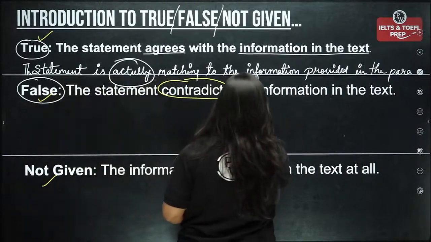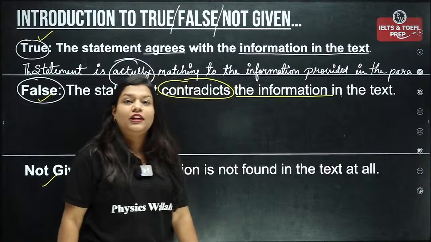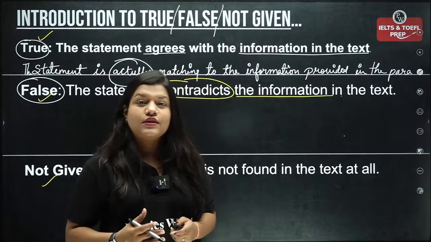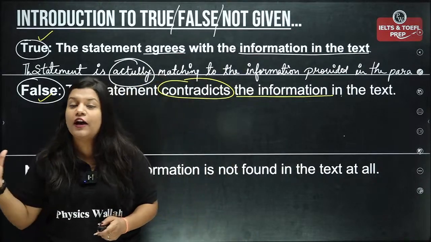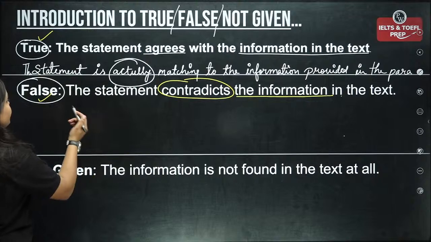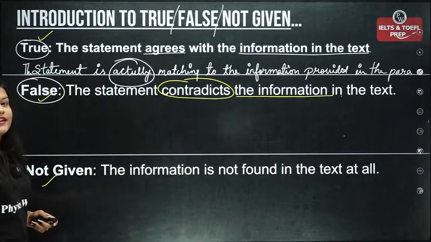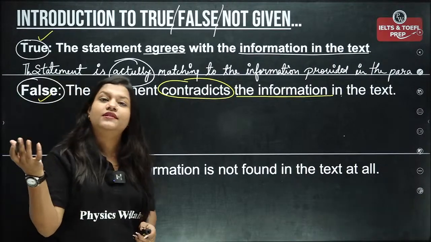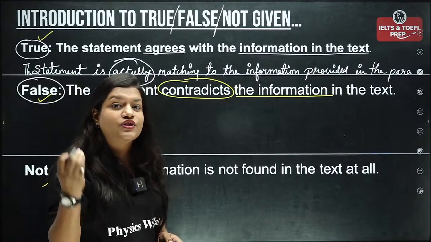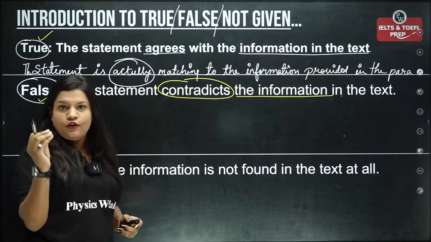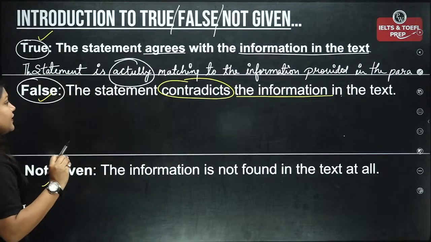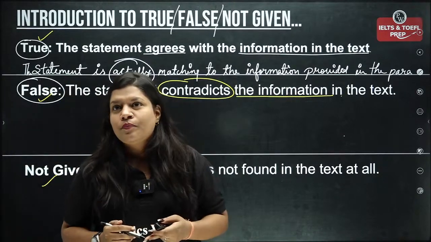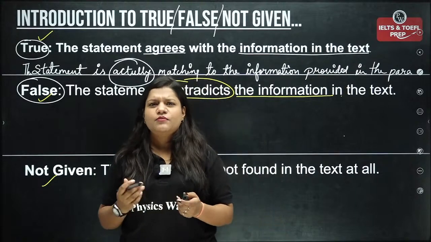When I say contradicts the information, you need to know the meaning of contradiction. Contradiction is a clashing of two opinions, a clashing of two different kinds of ideas, right? The statement contradicts the information in the text. For example, the statement might be saying something and the passage might be saying something else. This gives higher chances for the statement to be false. Let's understand it clearly. For example, let's suppose the statement is talking about a scenario.